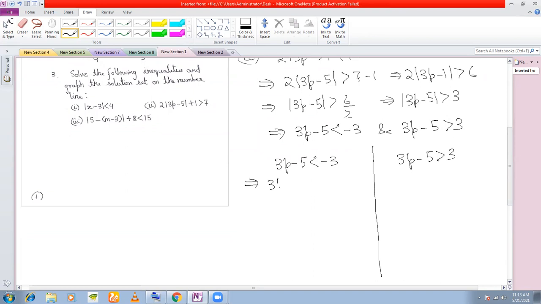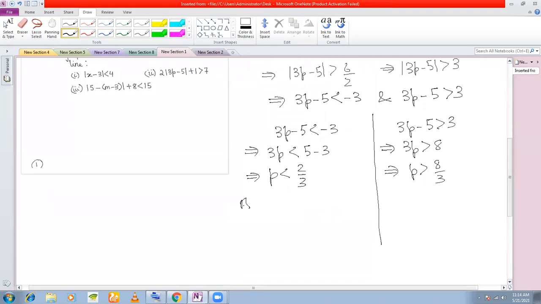So this is 3p less than 5 minus 3. That means p is less than 2/3. And here you have 3p greater than 8. That means p must be greater than 8 by 3. So what are the solution sets? Solution set for this is A equal to p such that p less than 2 by 3, p belongs to R.